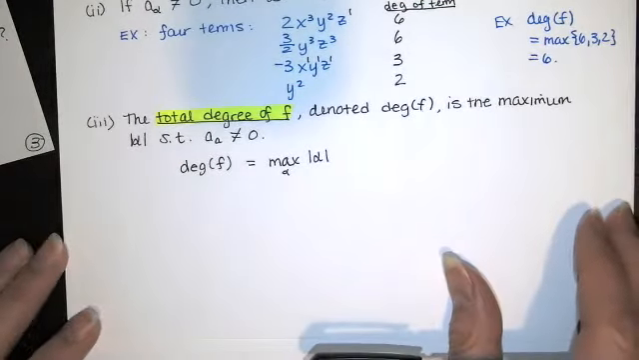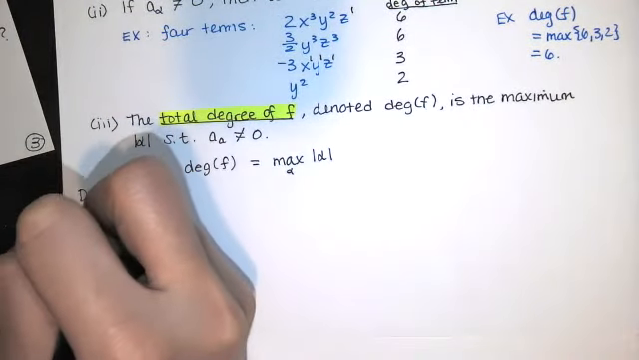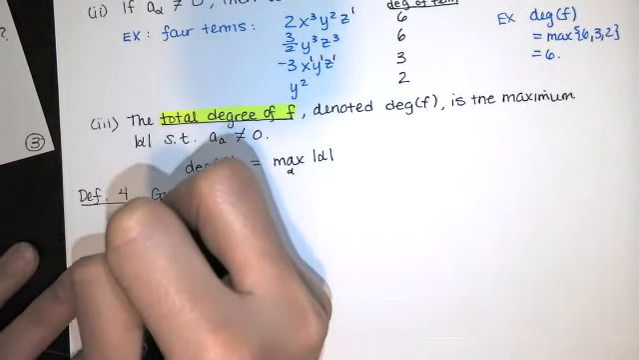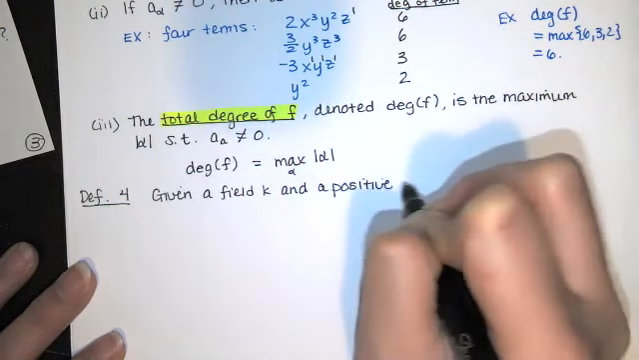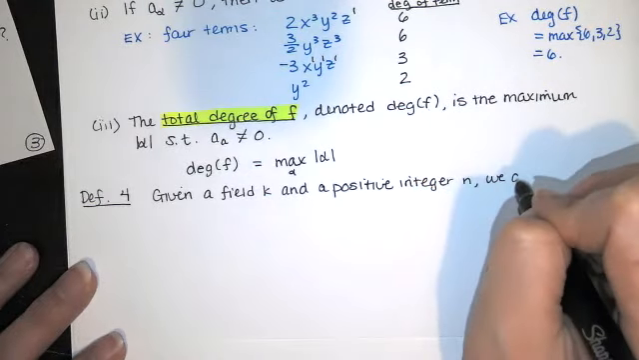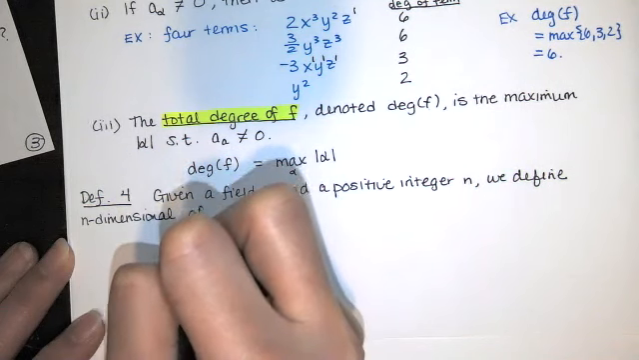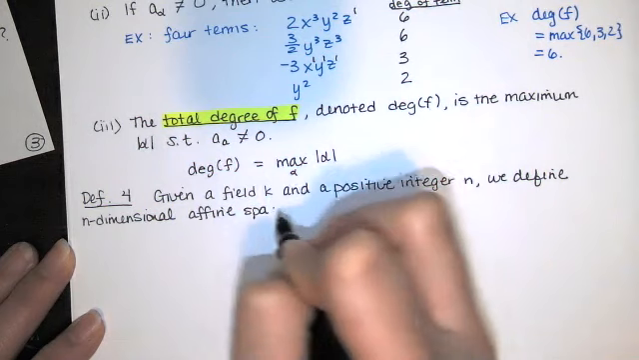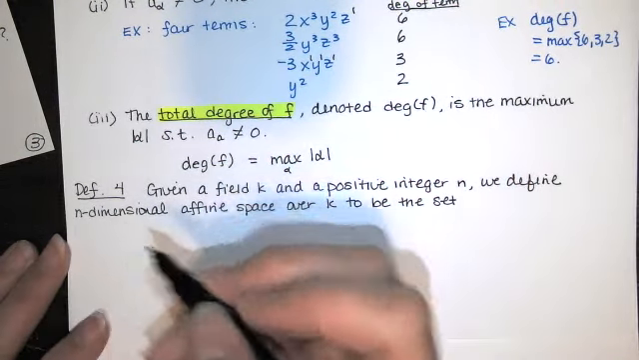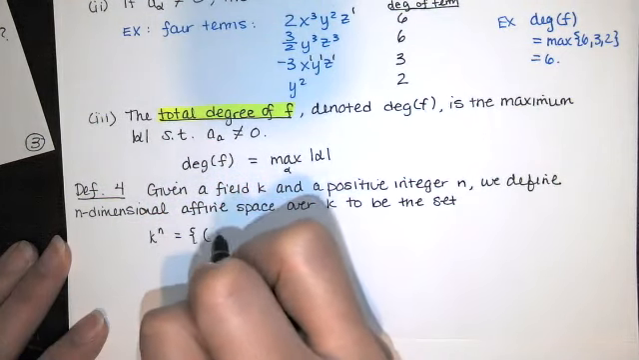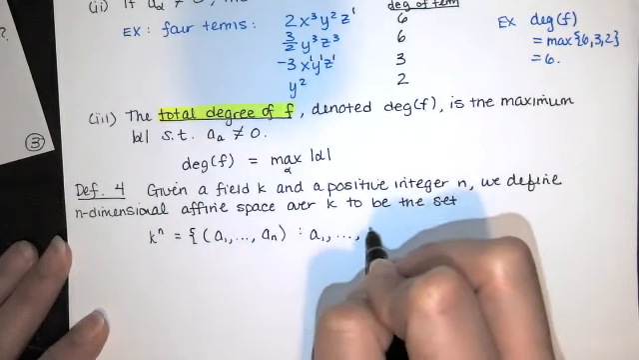Okay, so I'm going to define affine space for you, and then in the next video, we're going to talk about the relationship between polynomials and affine space. If we are given a field K and a positive integer n, we define n-dimensional affine space in the following way. And it's just a set. We write k to the n, and it's just a set of n tuples where each of those elements are elements of k.